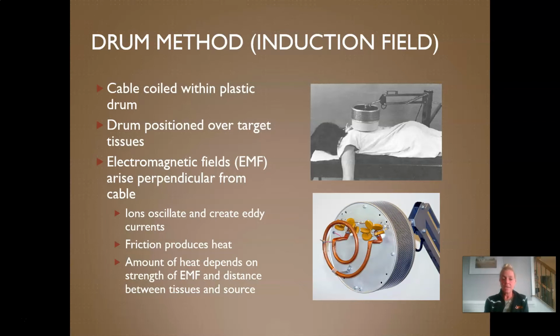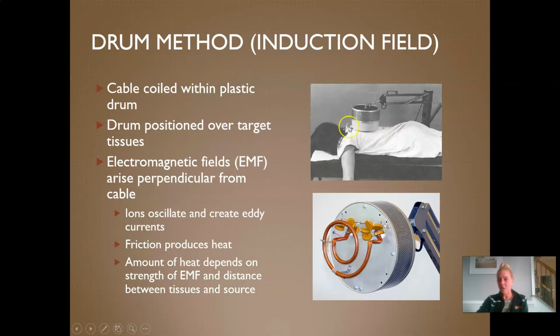Ions are going to oscillate. They produce currents. This produces friction, which then produces heat. The amount of heat is going to depend on the strength of the electromagnetic frequency and the distance between the tissues and the source. So you can see in this picture, the drum is placed pretty close to the patient. It's almost directly right in contact with the patient. There is a layer there, so there's like a thin gown there that the patient's wearing.